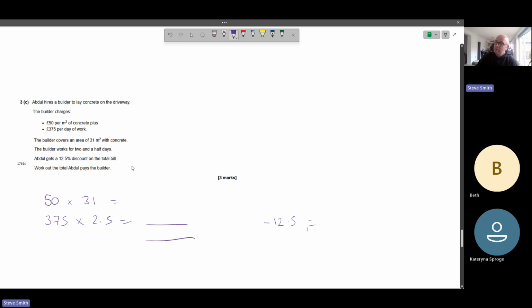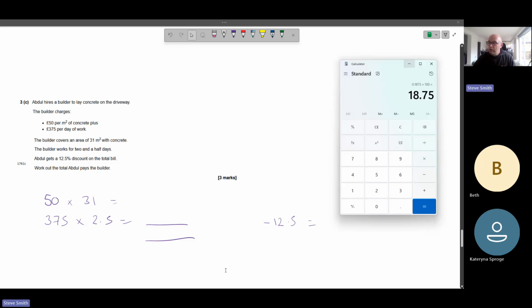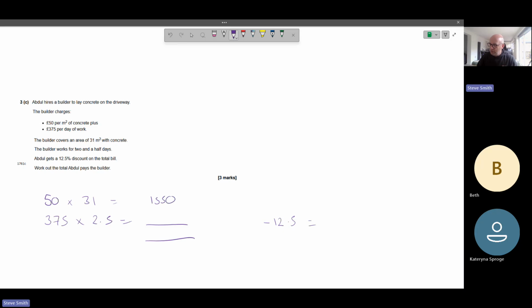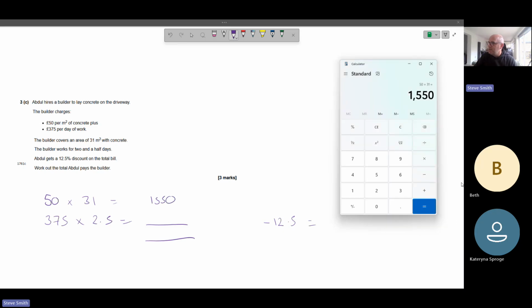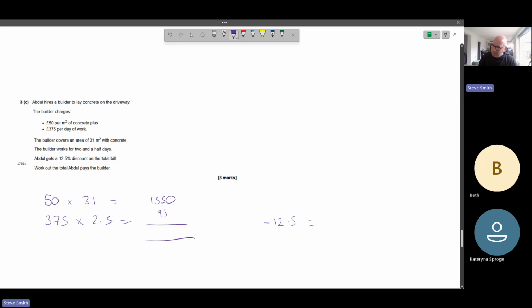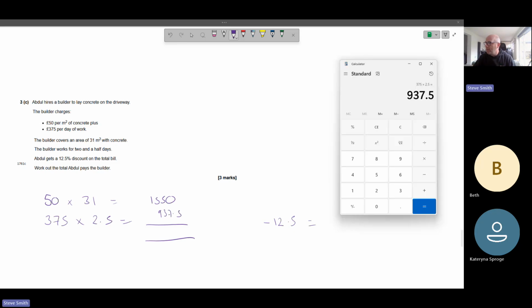That's going to give us what Abdul pays. So for 3 marks, you can see 3 distinct calculations. We've got 50 times, that's how much it is per metre, but we've got 31 metres worth of it. So we've got the price of the concrete we're going to be using, £1,550. And we've got this day rate of £375 per day. I don't know if that's cheap or expensive now. 937.50 for his labour. Add them both up. Add it on to our 1,550.